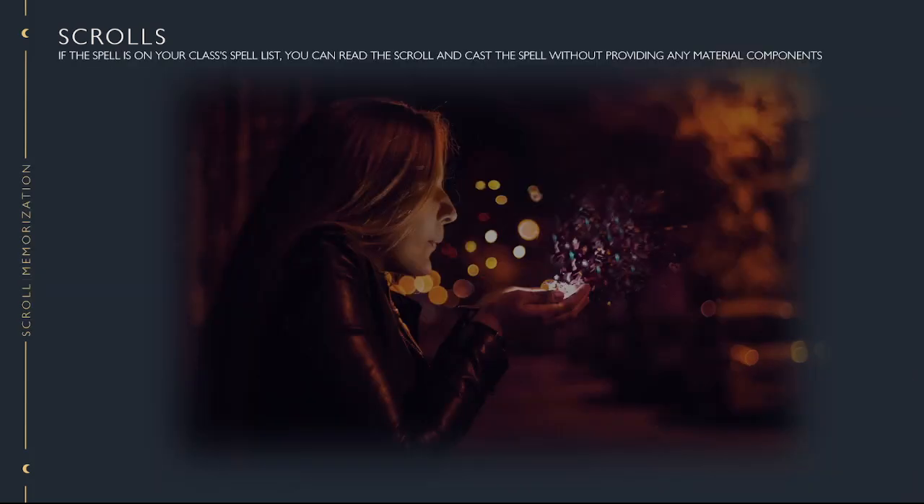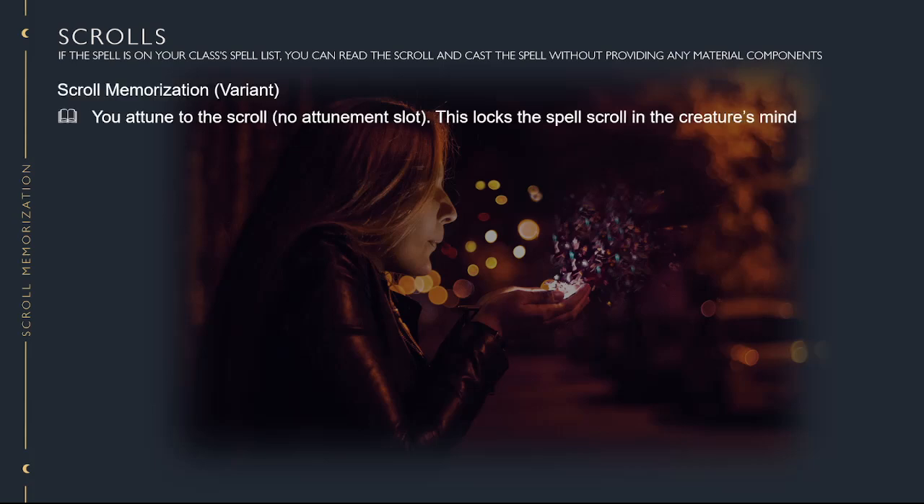This is an addition to the rules, not taking anything away from the rules. Let me know what you guys think of this, all right? So this is just the normal rule: it has to be on your spell list, and then you can read the scroll without providing components.